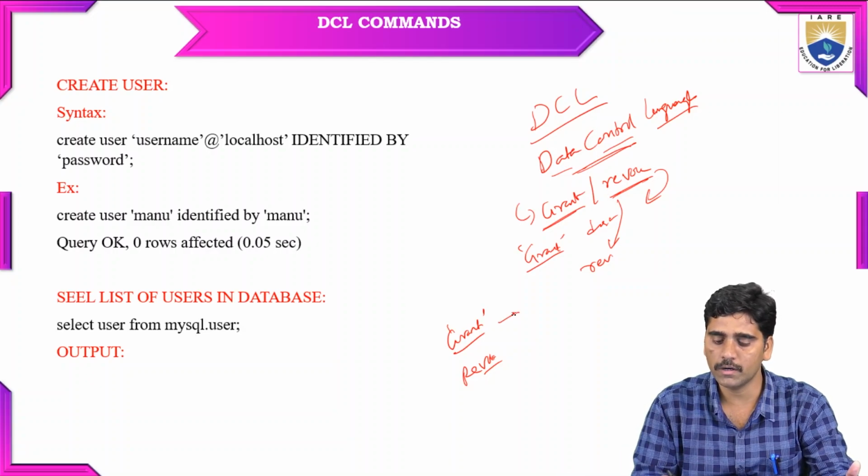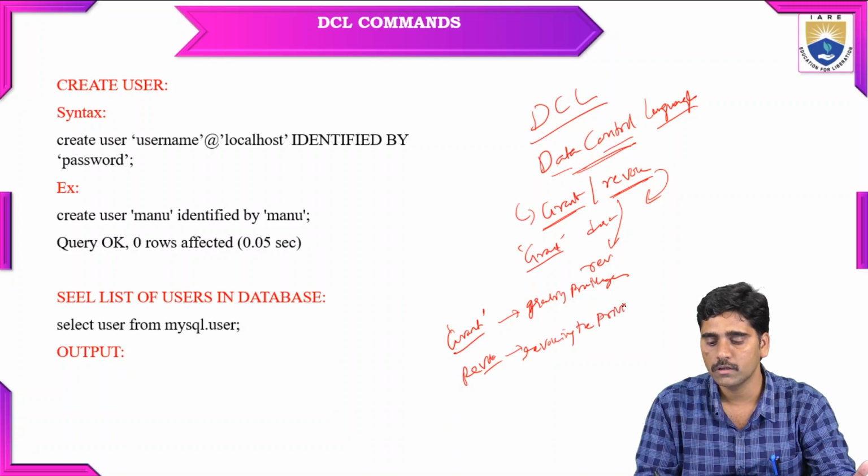The grant command is used for giving or permitting access to a particular user. Granting privileges means giving access to the user. And revoke means that for those who have been given privileges, we roll back the privileges from the user, revoking the permissions.